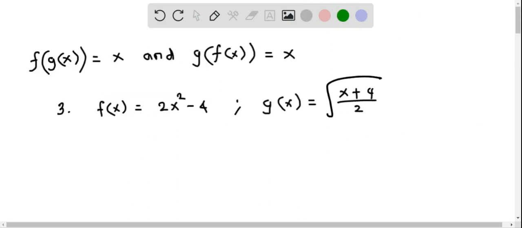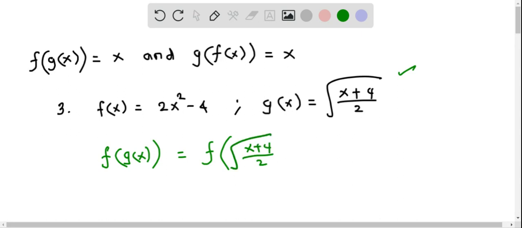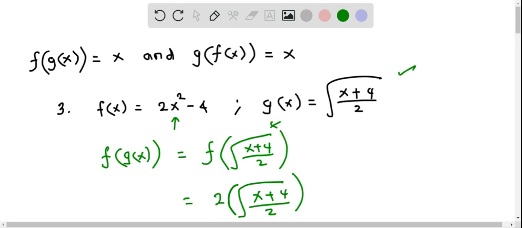Now let's do question 3. So first let's find f of g of x. And so this equals, we have to replace g of x by this expression. So it becomes f of square root of x plus 4 by 2. And so now we have to find f of this expression. And this means we have to replace this x by this expression. So therefore this becomes 2 times of x plus 4 divided by 2, and this is under the root. But we have to raise this to the power of 2, or we have to square this, and then minus 4.